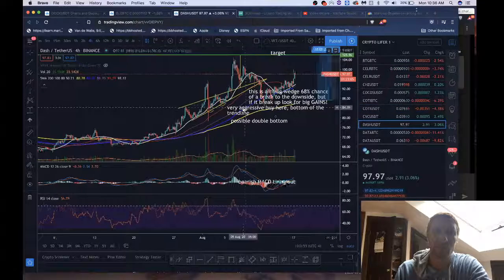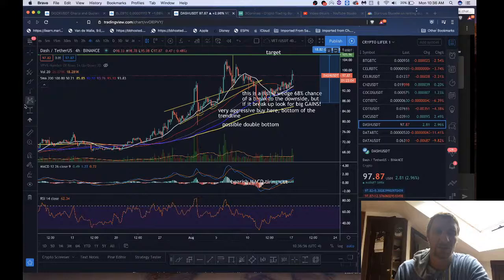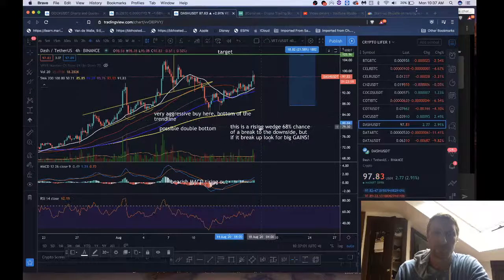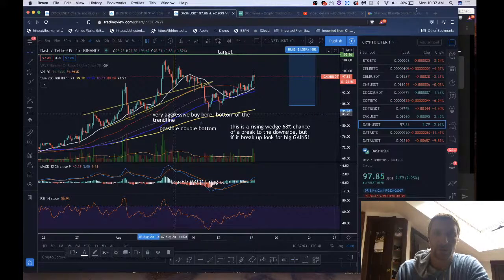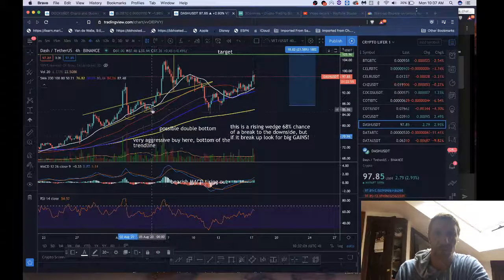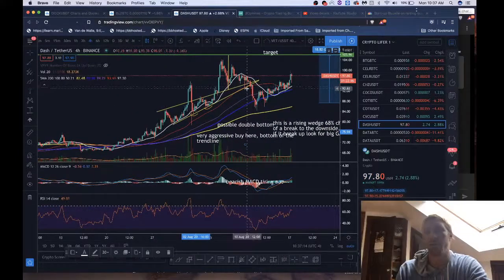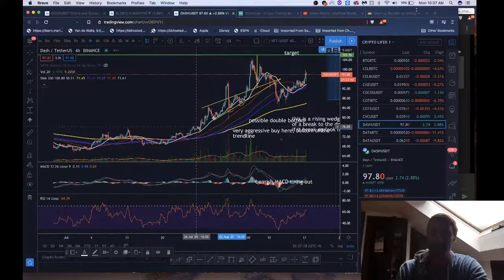Once Dash goes over $100, you're going to see some big gains coming for Dash. What about Monero? See, I said possible double bottom. I basically was here telling you guys to buy Dash here at about 90. So it pumped up, came back, retested, pumped up. Now it's a lot healthier. It's still in another rising wedge, but it's continuing its tear up.